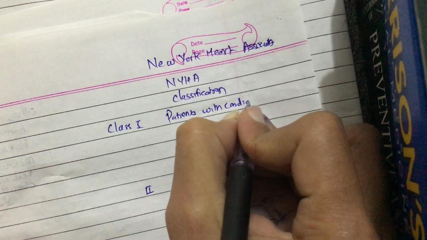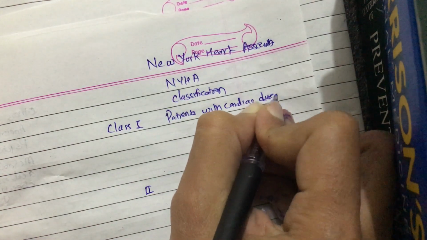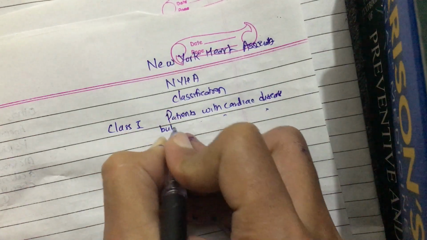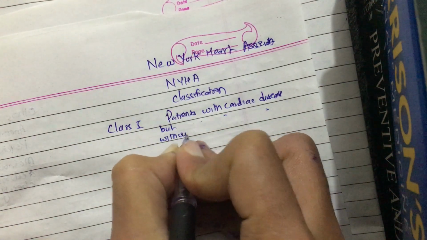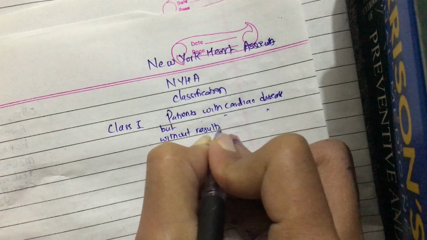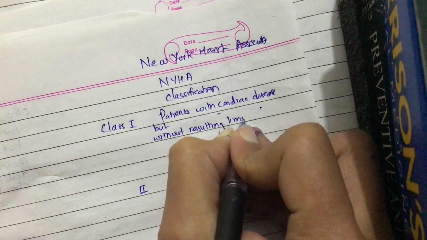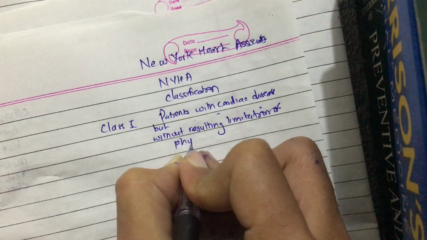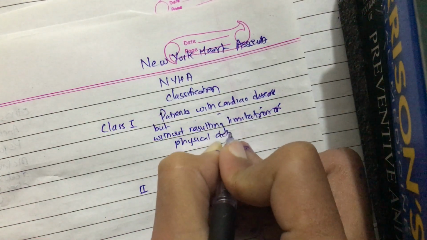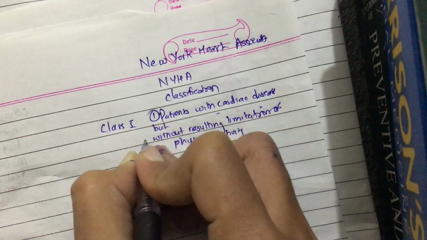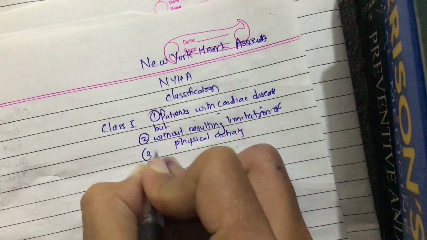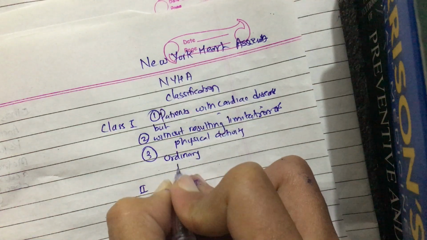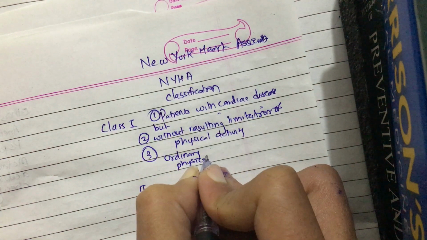Class 1 means patients with cardiac disease, but without resulting limitation to physical activity. That means the patient has cardiac disease, but he has no limitation to physical activity, and the ordinary physical activities do not cause dyspnea.